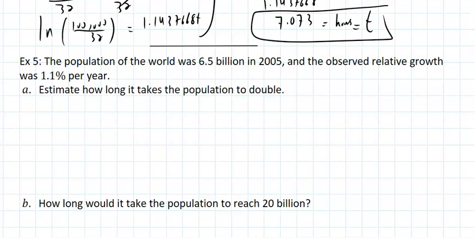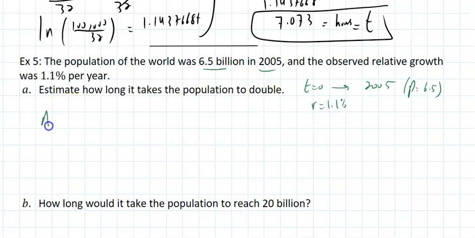Example 5, the population of the world was 6.5 billion in 2005. So we're going to assume t equals 0 corresponds to the year 2005. Then in that case P, the initial population at that time, was 6.5. Remember, this is in billions. And the observed relative growth rate, r, is 1.1%.